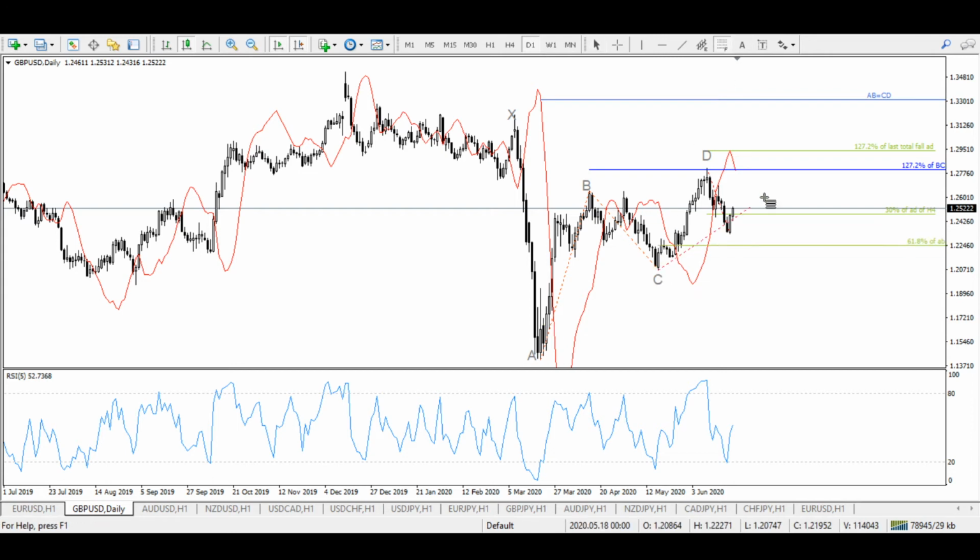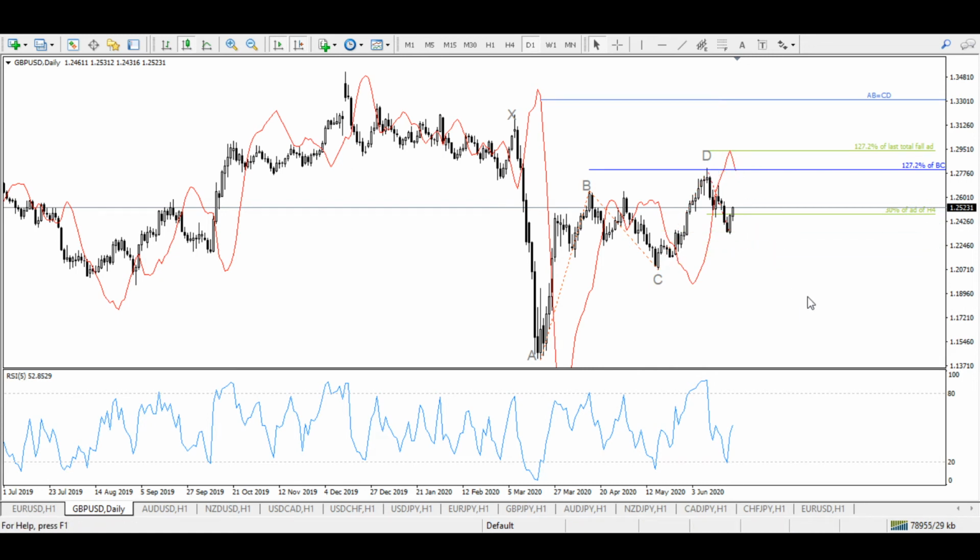Second retracement obviously is 61.8%. You can see 61.8%. Let me remove this word A. It's not AB, here it is CD. Anyway, let's keep 61.8. So this is 61.8, precisely 61.8% against this CD.